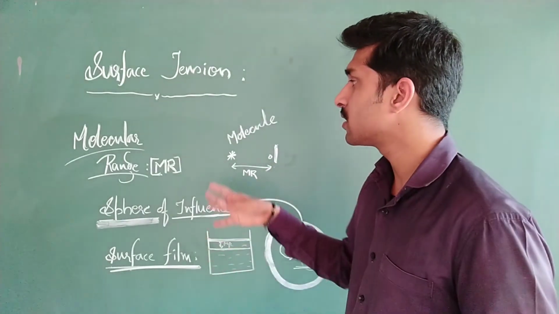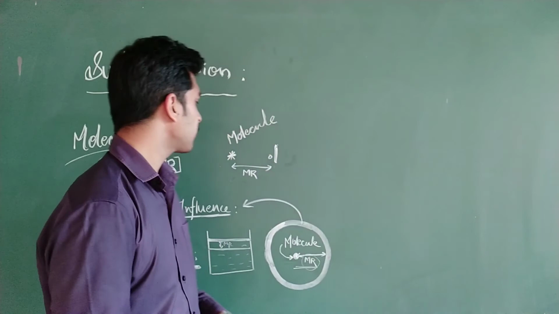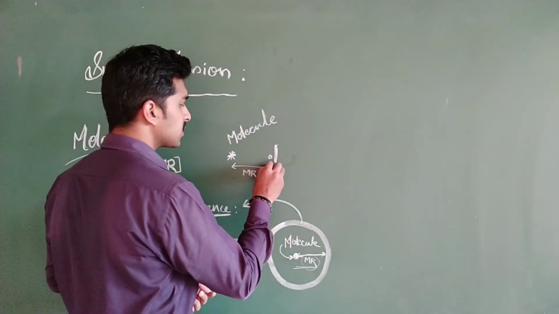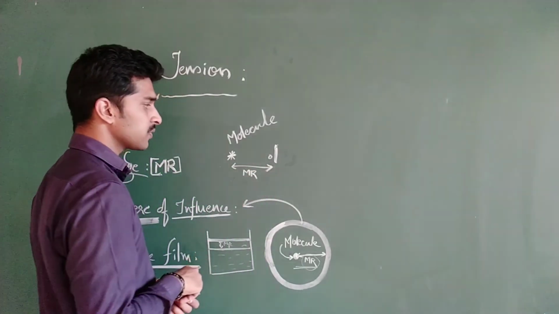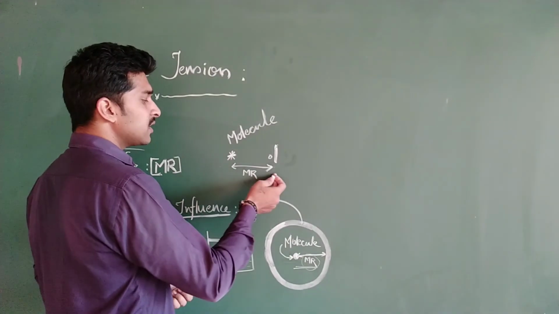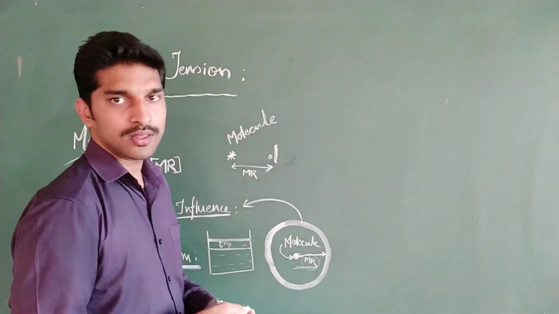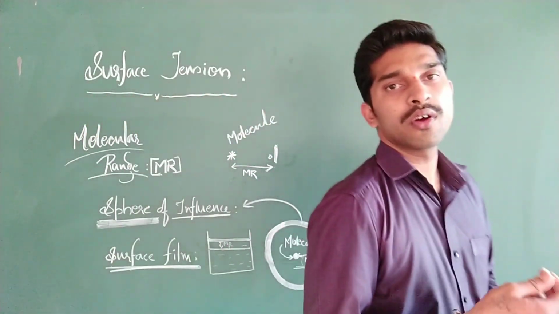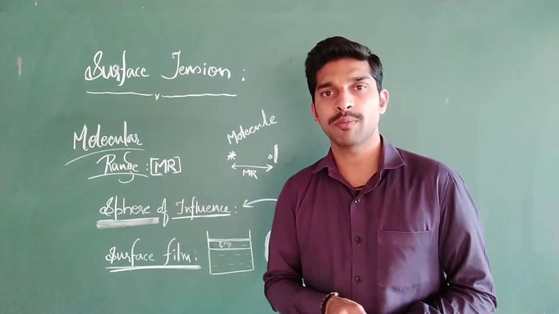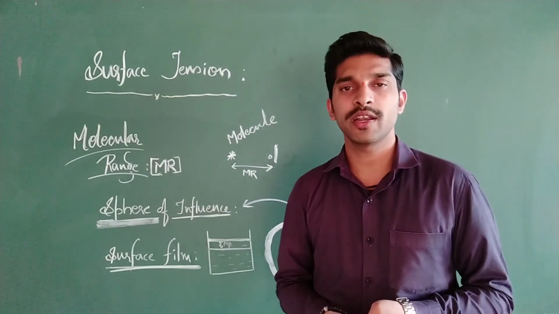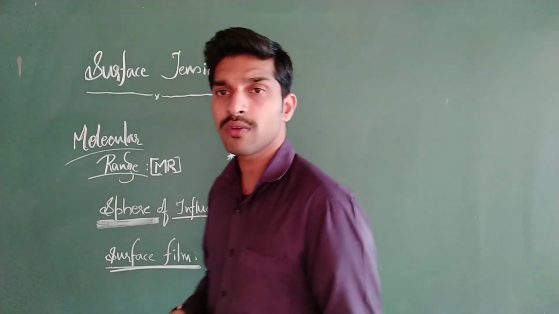Next, we discussed what molecular range is. Molecular range is nothing but this: from a molecule, until some distance, it has its own influence. Within this distance, if any other molecule comes there, there will be a force of attraction between those two molecules. If one is too far, it is very difficult. So that is molecular range.